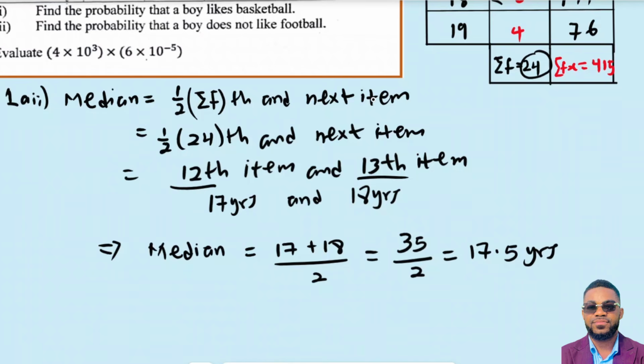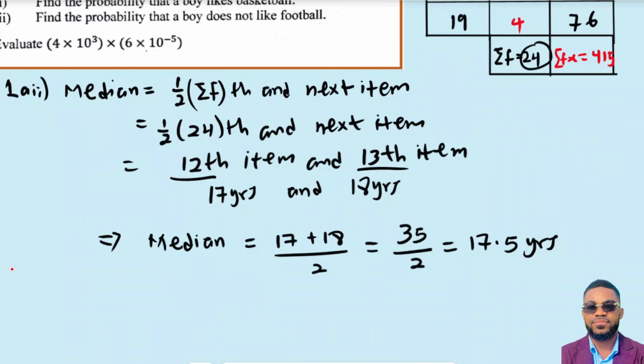You just have to know this formula. So when we have an even data, use this formula. When it is odd, use the other one that I gave. Do your substitution, simplify, look for your positions. That is all. Now let's get the mean. So the mean is going to be question 1A, I.